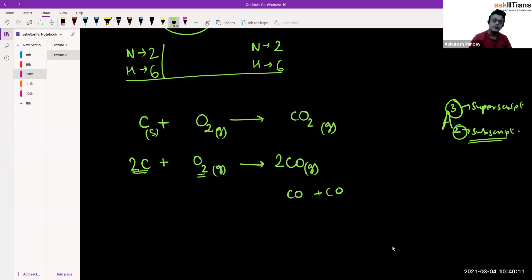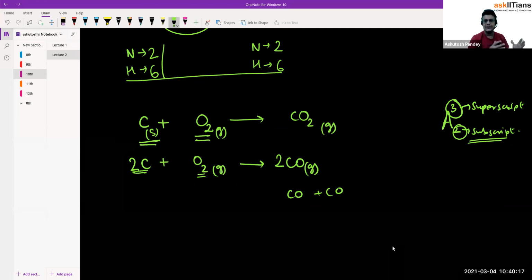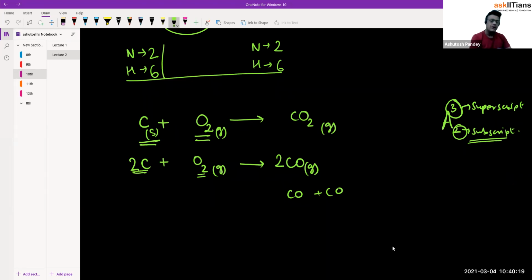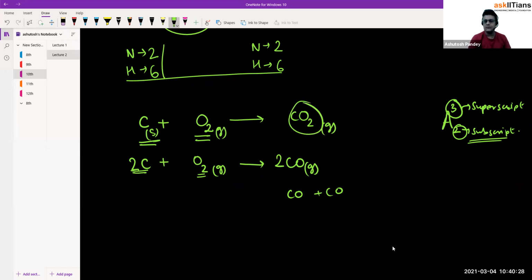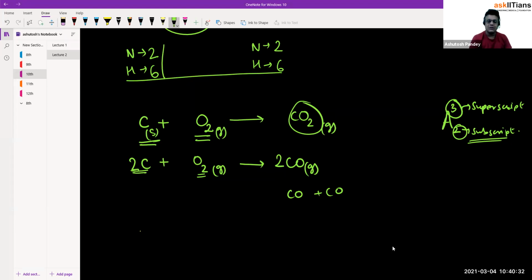So this is one type of combination reaction, where the elements carbon exists as carbon solid and oxygen exists as O2 gas. They are the elemental forms of these elements, interacting with each other to form a product. This is called a combination reaction. In combination reactions, one hint is that the product will always be a single product.